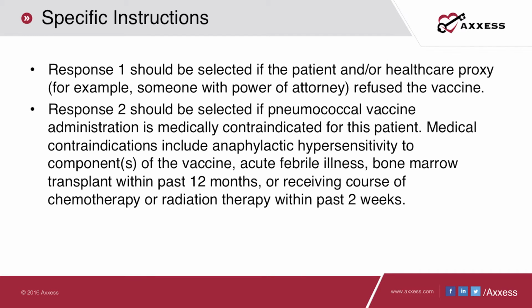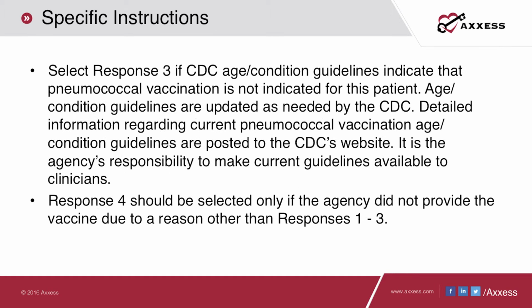Response 2 is selected if the patient has medical contraindications for taking the vaccine, such as chemotherapy or radiation or a bone marrow transplant. Response 3 is selected if age condition guidelines indicate that the pneumonia vaccine is not indicated. Response 4 is selected if there is a reason other than 1 through 3.